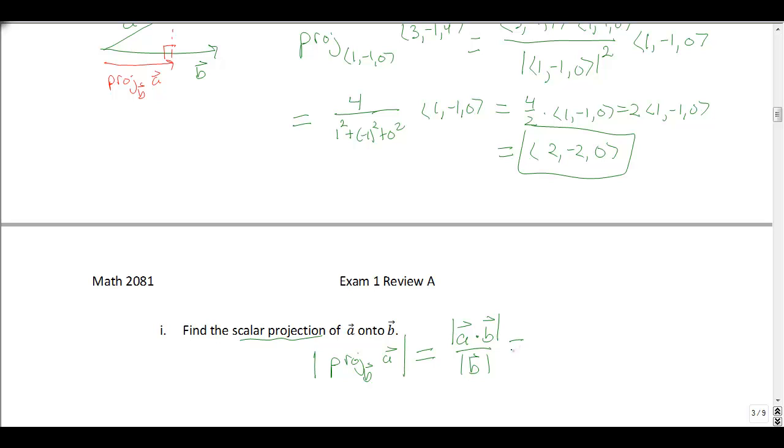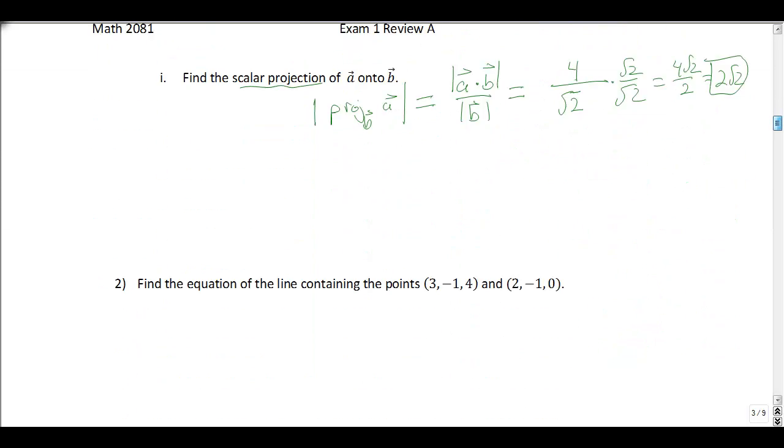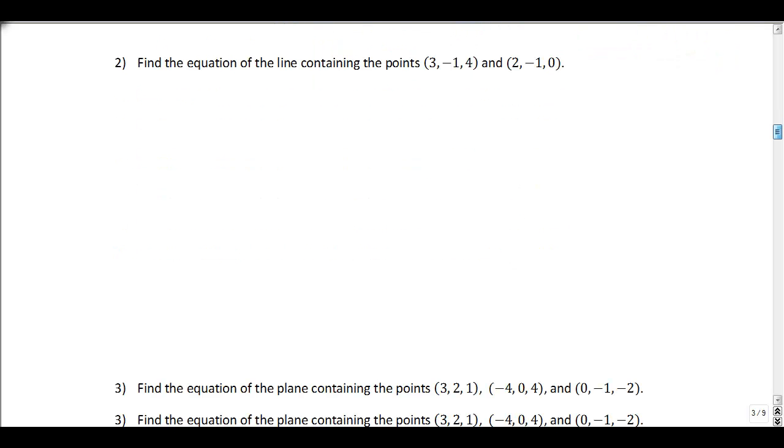So in our case, what we get is A dot B is 4. Magnitude of B is square root 2. So we get 4 over square root of 2. It's probably an okay answer. It might be a good idea to multiply top and bottom by square root 2 to rationalize that denominator. So we get 4 square root 2 over 2, which is 2 square roots of 2. So the scalar projection of A onto B is 2 square root of 2. Note that's going to be the same thing as the magnitude of this 2, -2, 0, of the vector projection. Okay, so end of that A and B vector calculations.